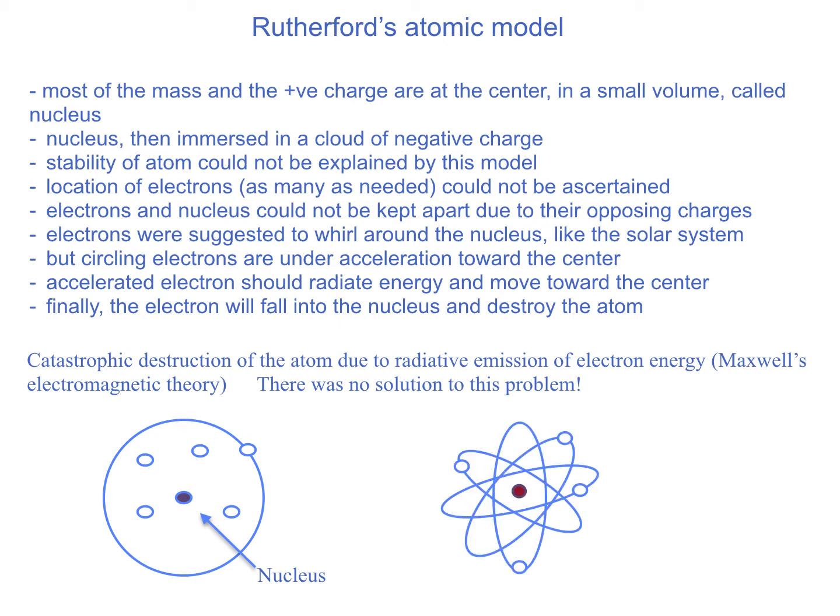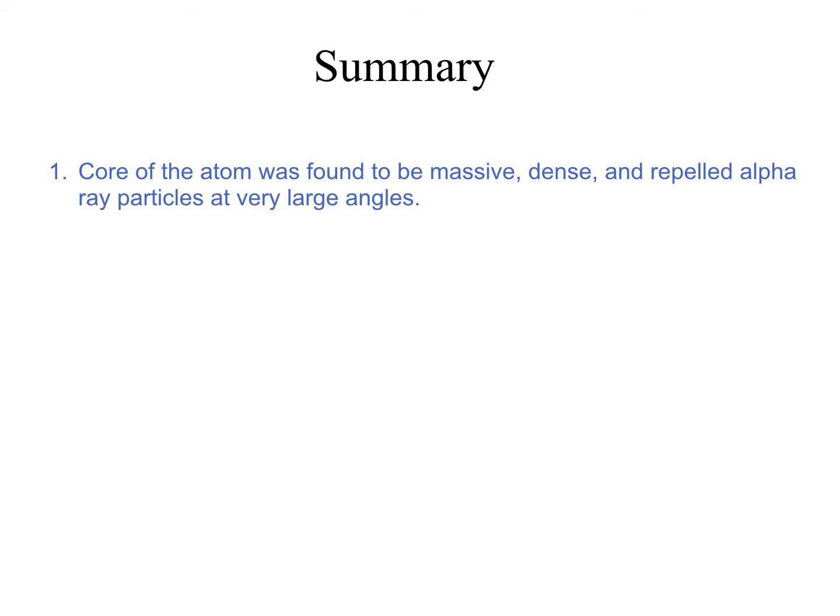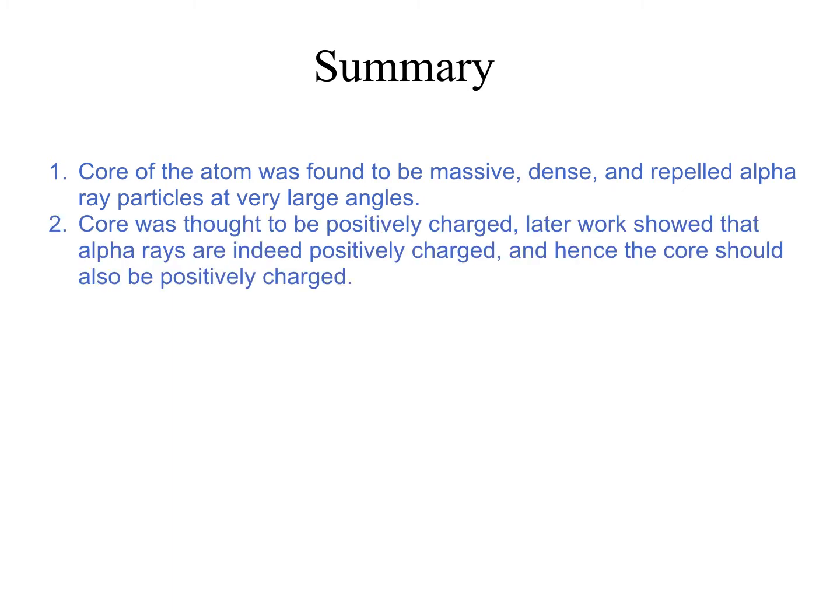And so this is the planetary model that is showing on the right side. So it's born out of Rutherford's atomic model. And of course, Bohr picked this up and gave a lot of substantive evidence for this sort of thing, which is still incorrect, but still it's very popular because of its nature. And so in summary, the core of the atom was found to be massive, dense, and repelled alpha particles. Very few particles were repelled compared to the ones that passed through.